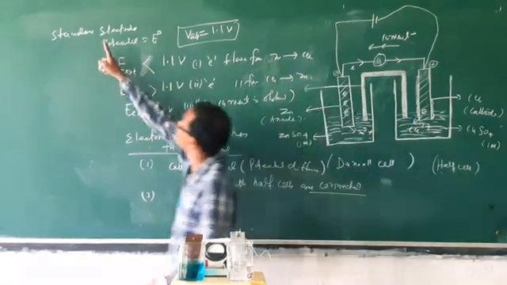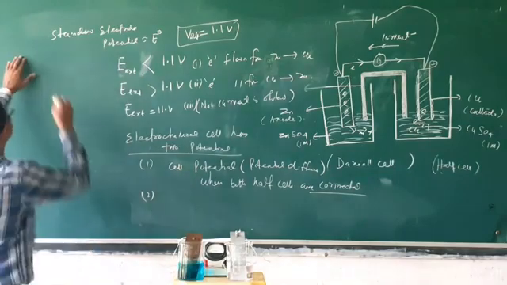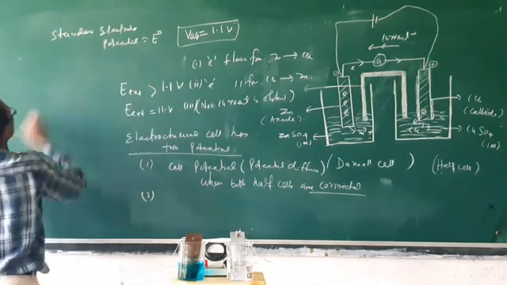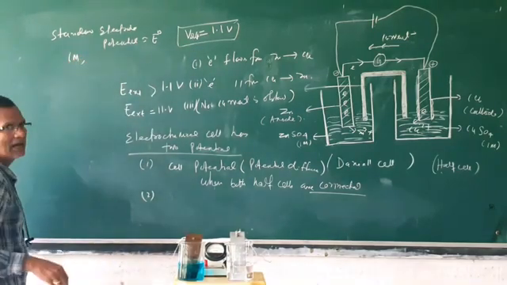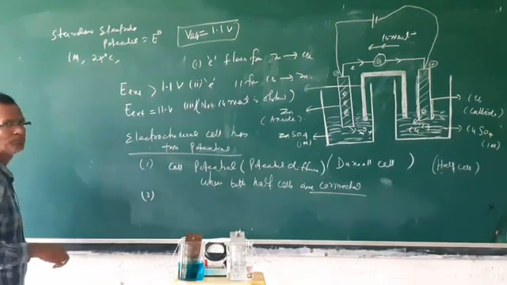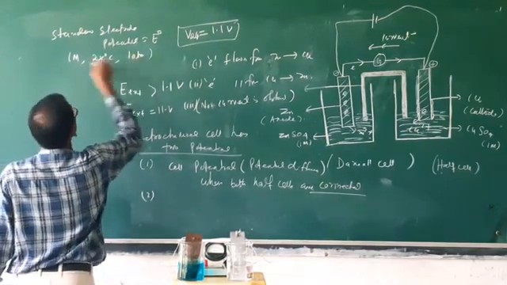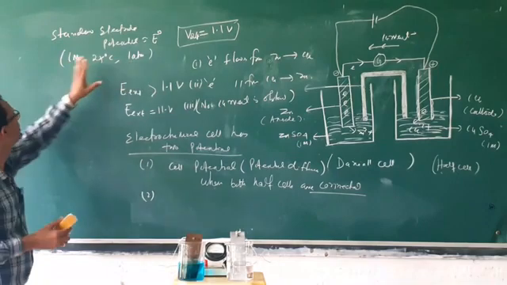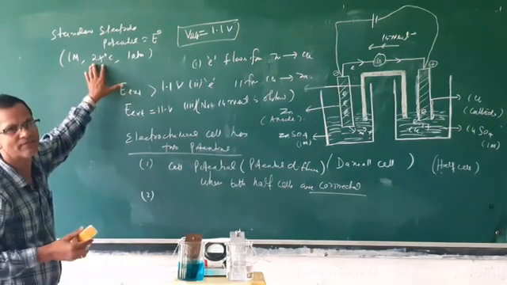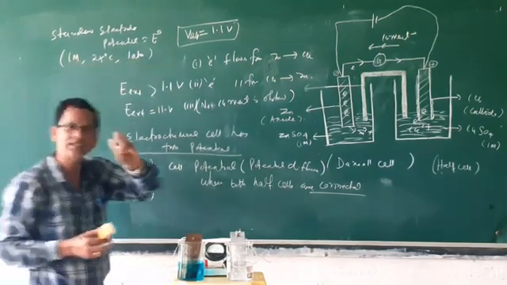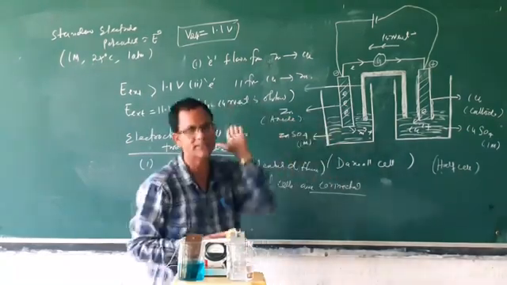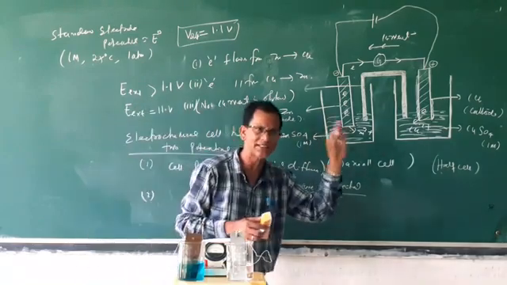What is the E naught value? Standard electrode potential. Standard means the condition is 1 M concentration, 25 degrees Celsius and 1 atm pressure. Atmospheric pressure is 1 atm, concentration of the solution is 1 M, and the temperature of the medium is 25 Celsius. If you use this, the potential measured for the particular half cell or electrode is called standard electrode potential. So every electrode has a standard electrode potential.